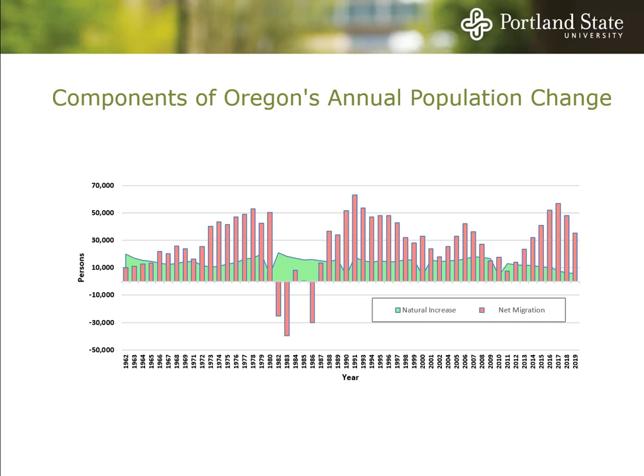During the last decade, between 2010 and 2019, we can notice a decrease in the natural increase. We had a decrease in the number of births and an increase in the number of deaths. During the same period, we can see fluctuations in the net migration. In conclusion, during the last decade, Oregon population increased by almost 400,000 persons. More than 75% of this increase was because of the net migration.